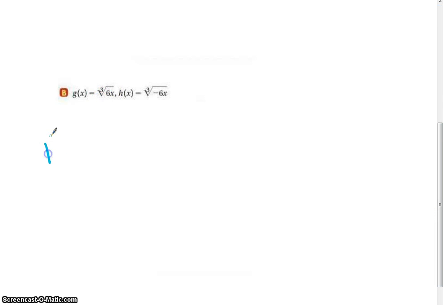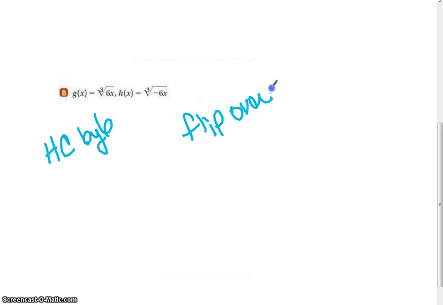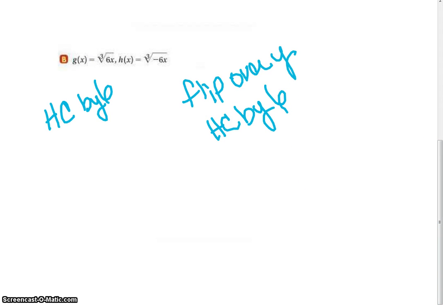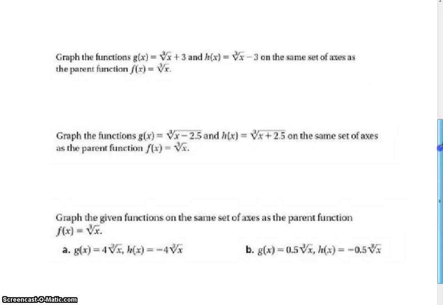We have a number in front. It's bigger than 1, so it's going to be a horizontal compression by 6. This one is going to flip over y, and you still have a horizontal compression by 6. Going to the next page.